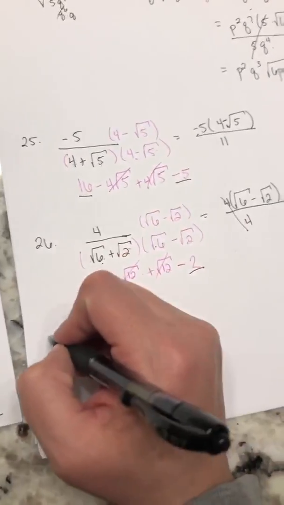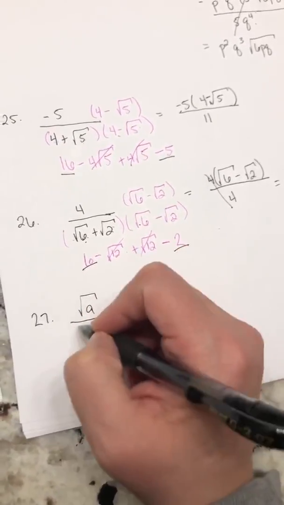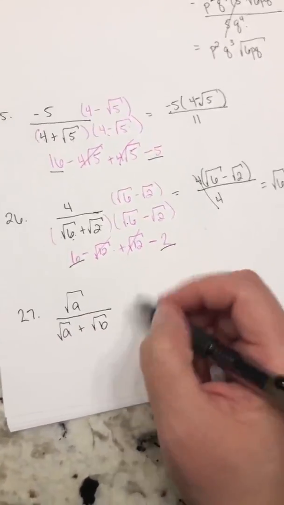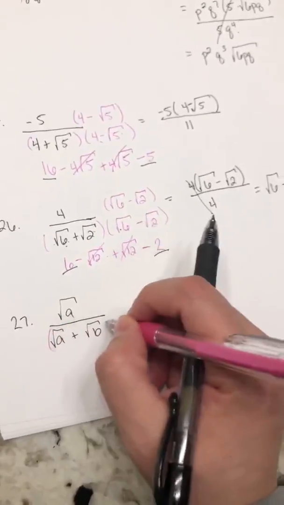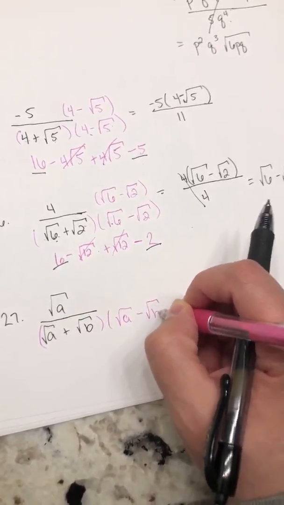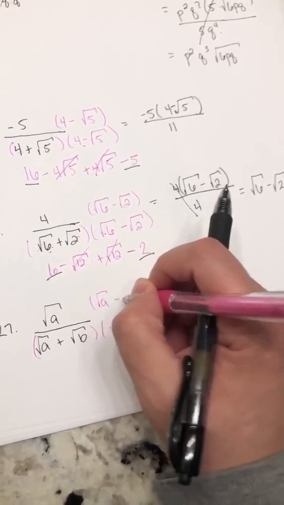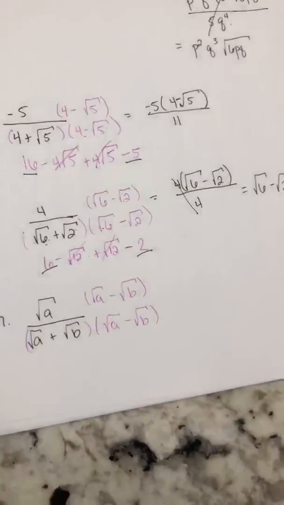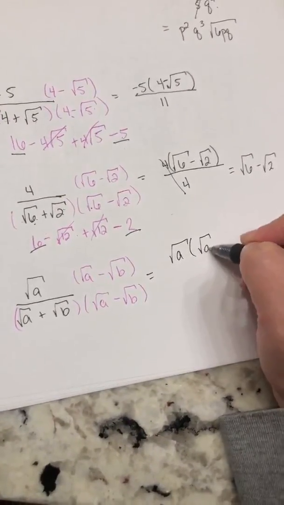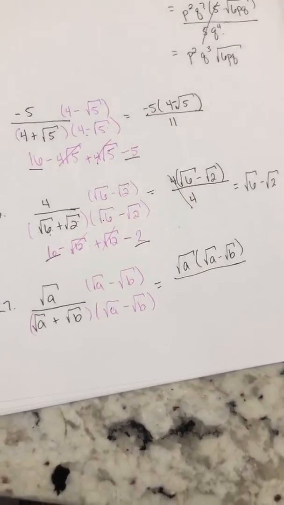It works the same if you have variables, no numbers, it's the same. You've got the square root of a divided by the square root of a plus the square root of b. So again, you want to multiply by the conjugate, so it's the opposite sign, so we're going to multiply by the minus. If this was the minus, you'd multiply by the plus. And your numerator, you can leave this here, square root of a times the square root of a minus the square root of b. You don't have to distribute it.